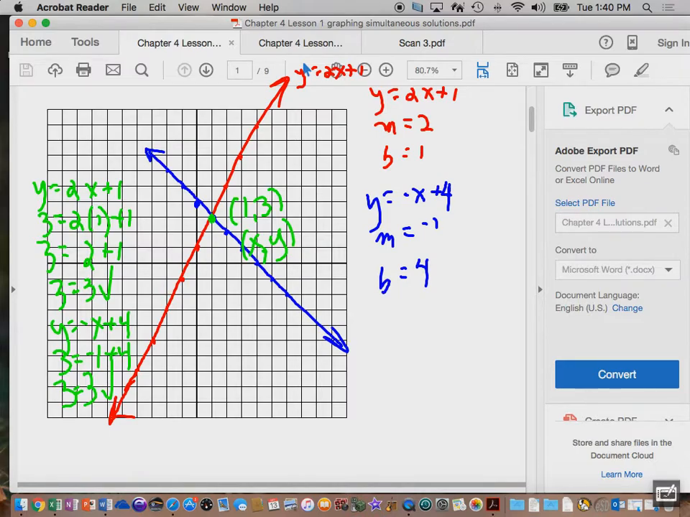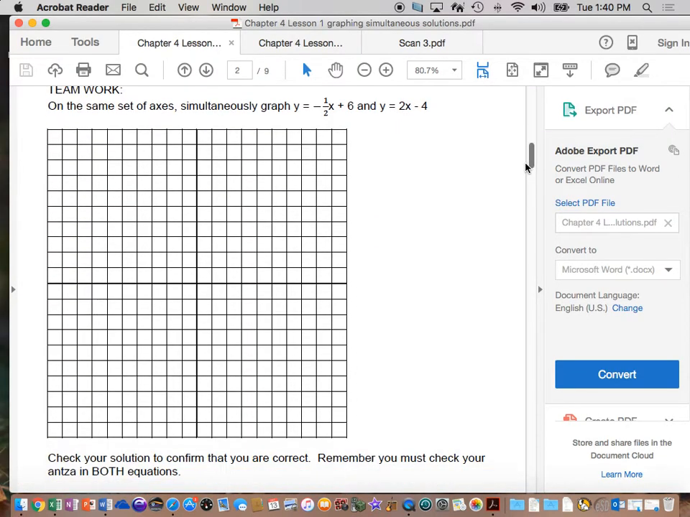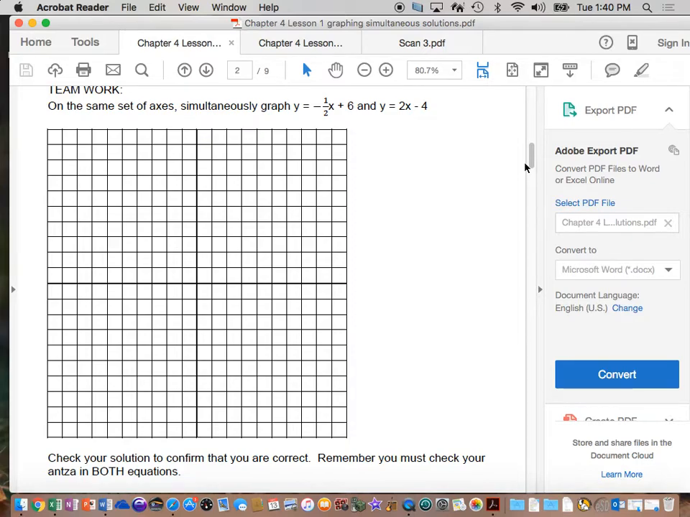Okay, so let's go to this. You graph those two, find that point of intersection, and then check it. That's what it says under the box, to check it. Why is it teamwork? Because teamwork is everything.